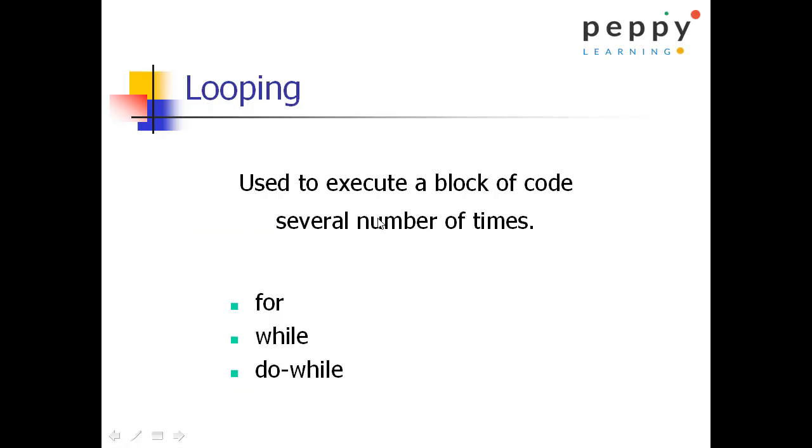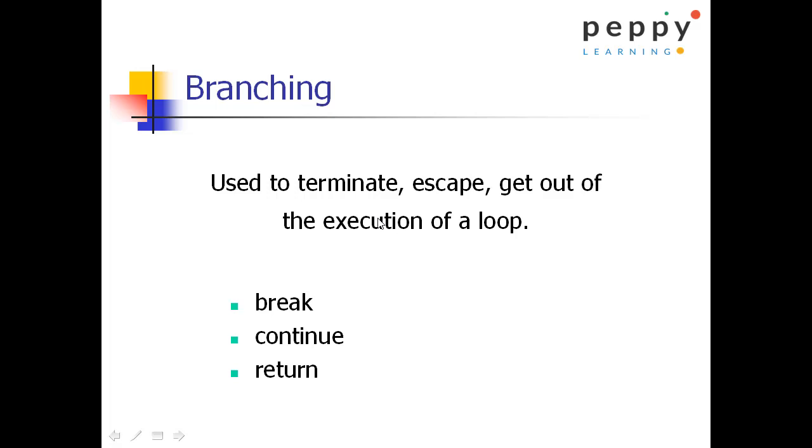Branching. Branching is used to terminate, escape, get out of the execution of a loop. Break, continue, return are the branching statements. We have already seen break in the switch statement. When you want to break the functionality, you can use break. Let us see continue.